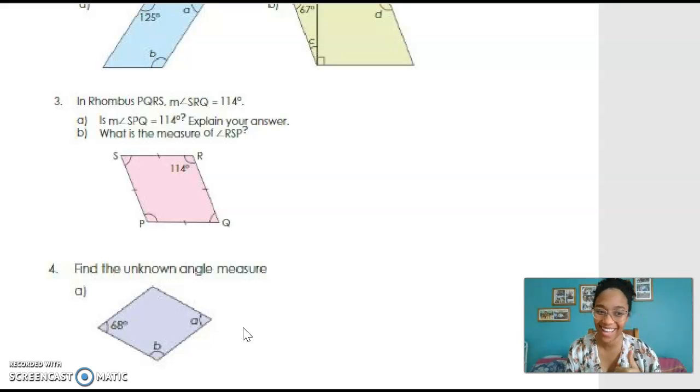Any other questions, let me know. Thanks again for listening. This was practicing the angle properties of parallelograms and rhombuses, which are 2 very special quadrilaterals.